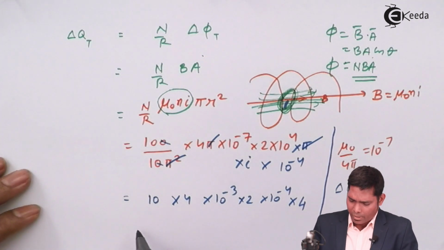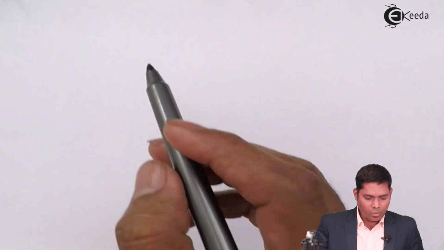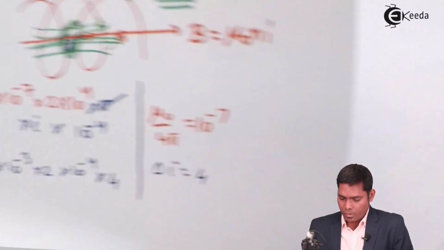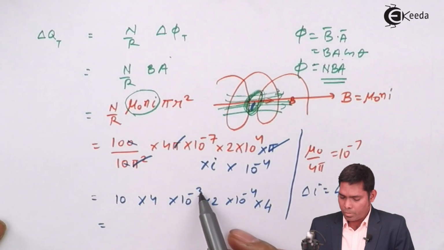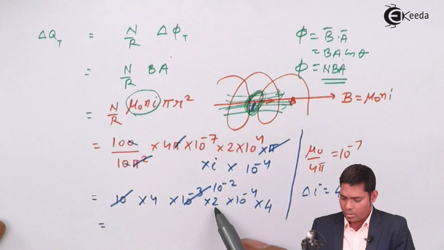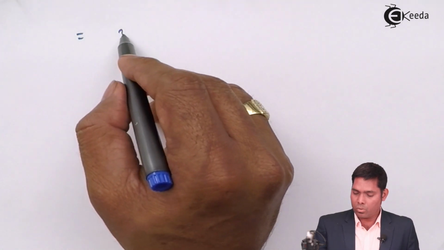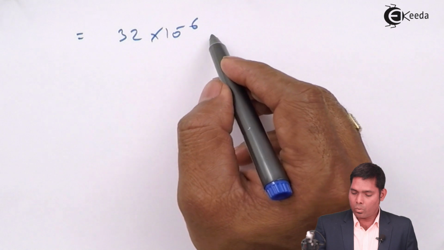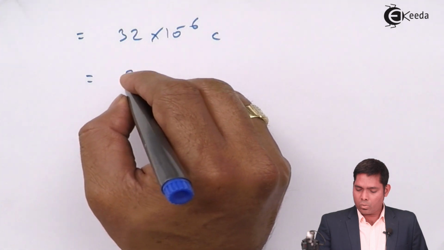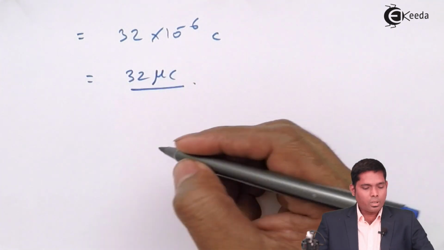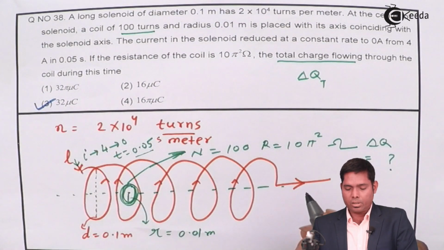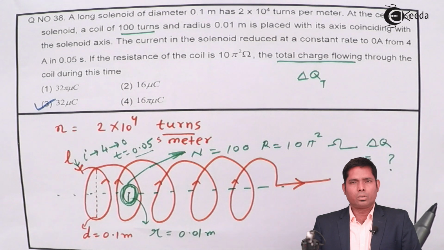So now if I write, this comes out to be 10 raised to the power minus 7, 4, and this is 10 to the power minus 2 because it cancels with this. So it's minus 6, 4 times 8 is 32. So 32 into 10 raised to the power minus 6 coulomb, because that's the total charge flowing, and that equals 32 microcoulomb. If I see the options, option number 3 is correct. It is 32 microcoulomb. Okay, thank you.